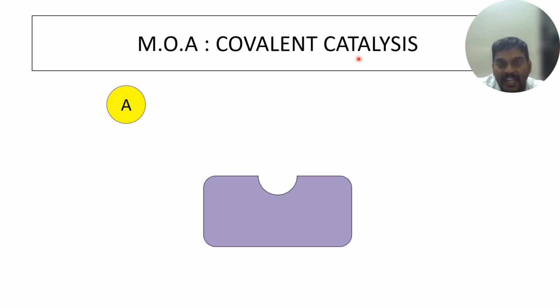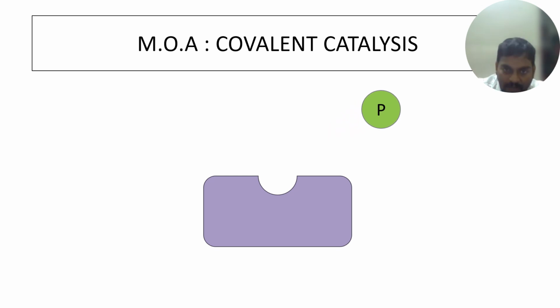Second, covalent catalysis. So what is covalent catalysis? When the substrate gets attached to the active site of the enzyme, multiple covalent bonds will be formed between the substrate and the enzyme. Then the substrate will get converted to product and the product will be released.